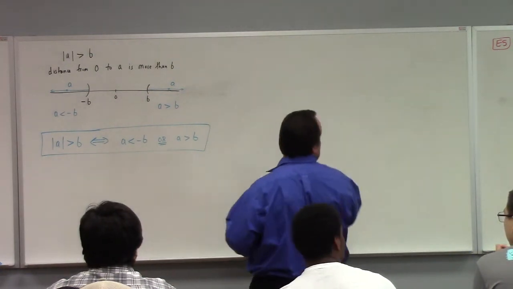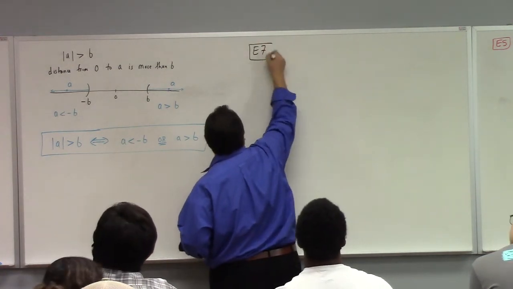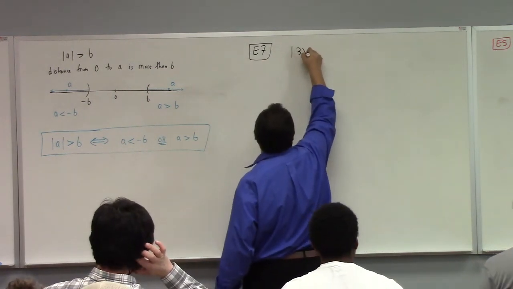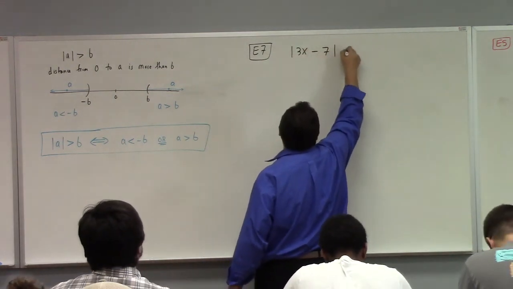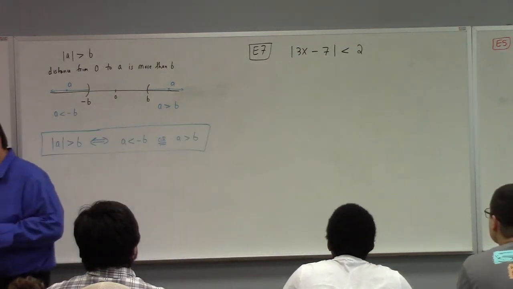Anyway, example. All right, I see you guys have the propensity to distract me like nobody else. How about this? Absolute value of 3x minus 7 less than 2. Can we solve this thing? Yeah, go to it.